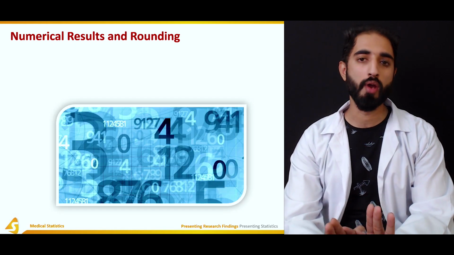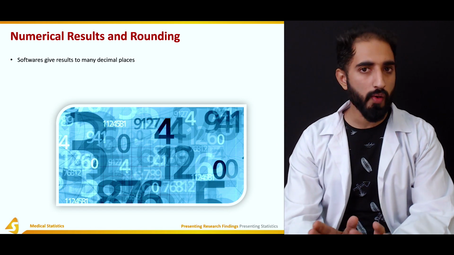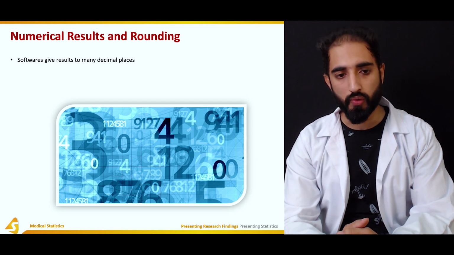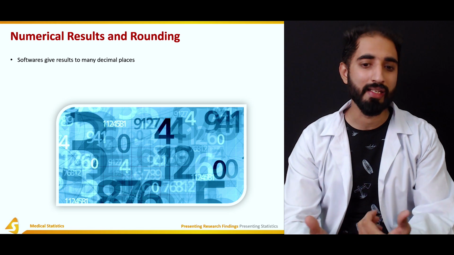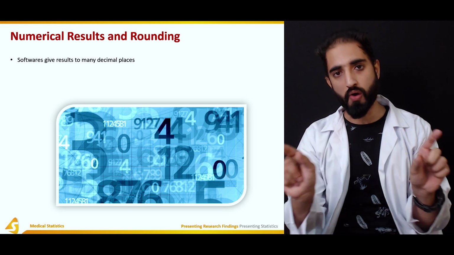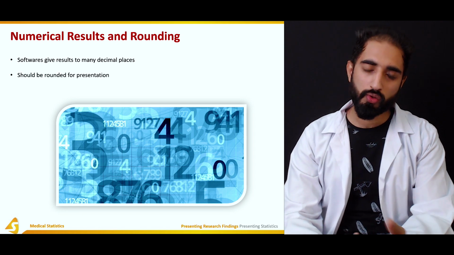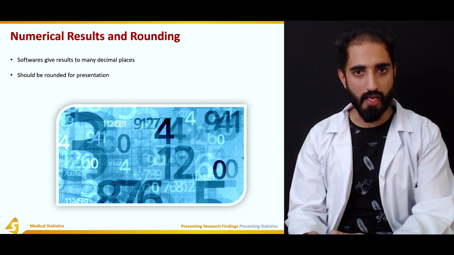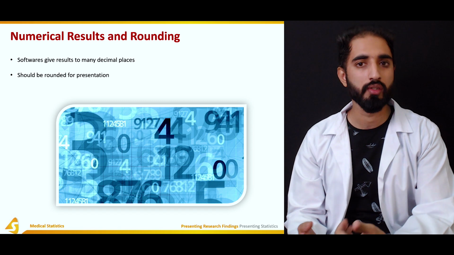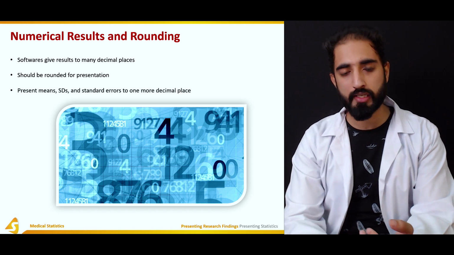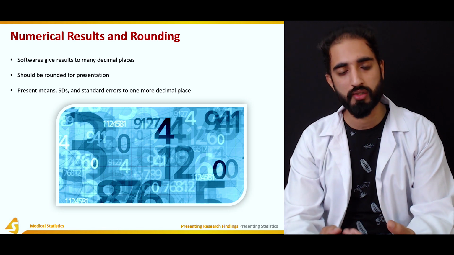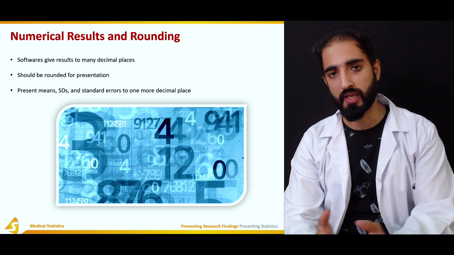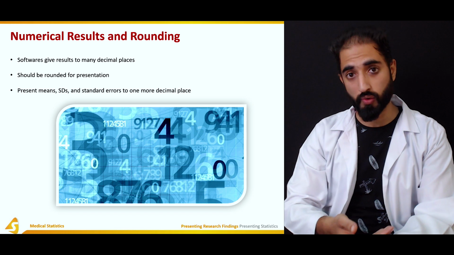So let's start off with the numerical results. Whenever we analyze our data on a software, there are a lot of values and the software gives results to many decimal places. So those are very long numbers and figures. Those should be rounded for presentation in your manuscript so that it is clear to understand and your manuscript looks clutter-free. So present means, averages, standard deviations, medians, modes, standard errors to one decimal place or two decimal places, but that should be universal throughout the manuscript.